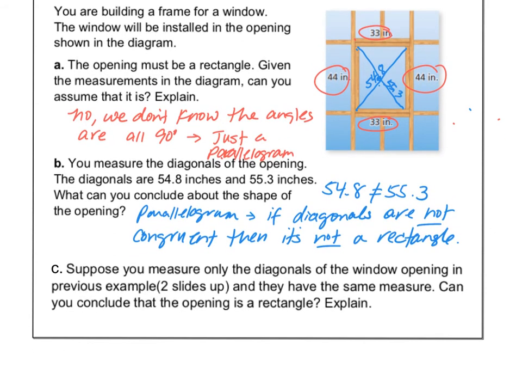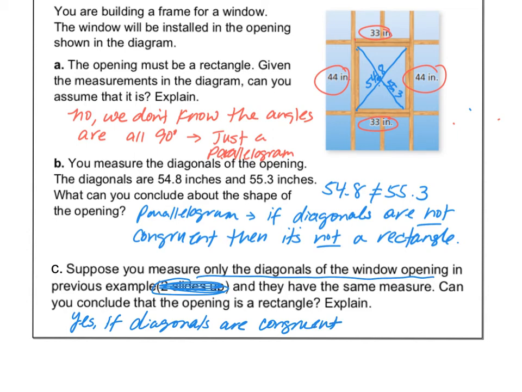All right, so last question. Suppose you measure only the diagonals of the window opening in the previous example. Okay, not 2 slides up, it's right here. And they have the same measure. Can you conclude that the opening is a rectangle? And that would be yes. So that's one of our definitions of a rectangle: if the diagonals are congruent, then it's a rectangle. So if diagonals are congruent, then the parallelogram is a rectangle.